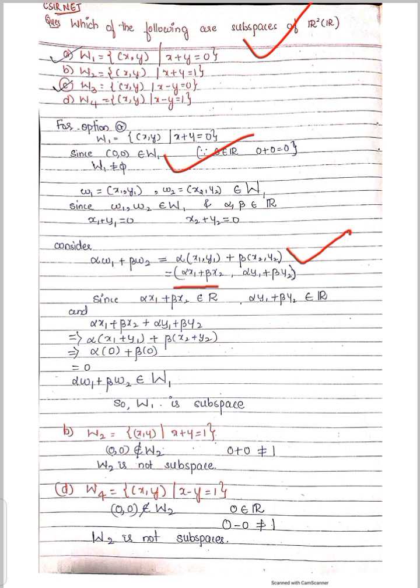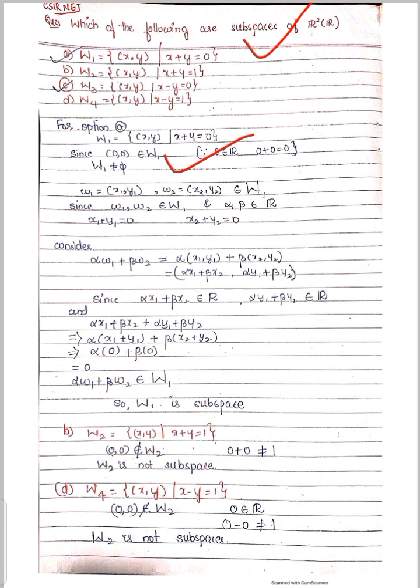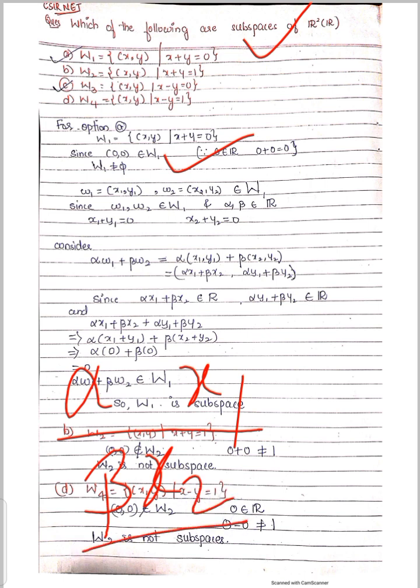Alpha into, first of all you are going to get alpha x1 comma alpha y1, plus beta x2 comma beta y2. Then add these ordered pairs, you are going to get alpha x1 plus beta x2 comma alpha y1 plus beta y2. Here alpha is a real number, x1 is a real number, so alpha into x1 is real. Beta is a real number, x2 is a real number, so beta into x2 is real. If we add these, again it will be a real number.